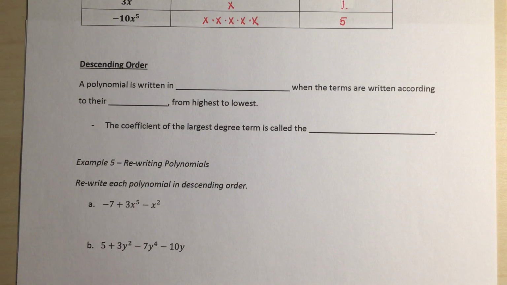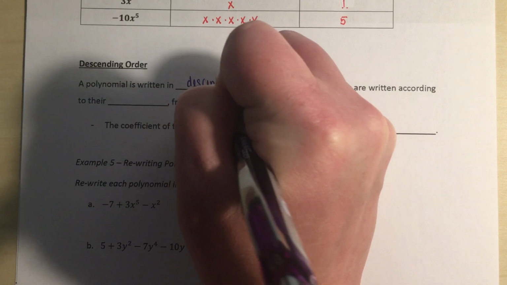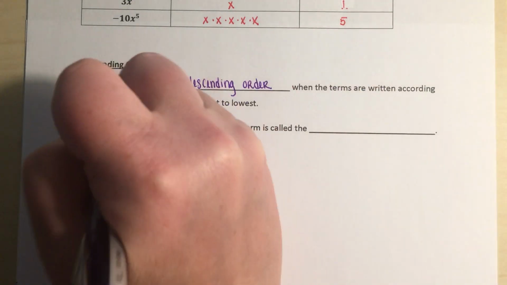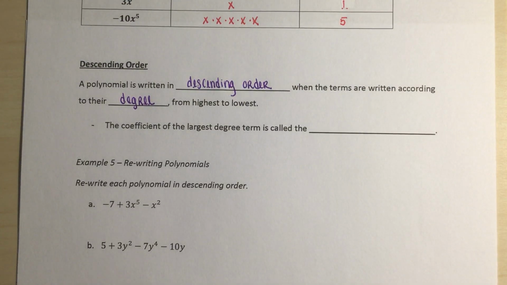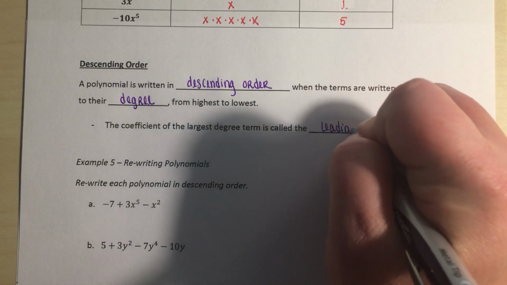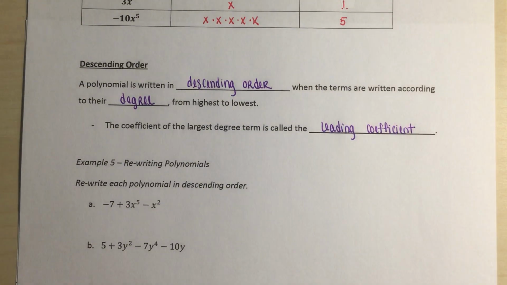Right, so we need to think about our degrees from the last example because they're going to help us write our polynomials in descending order. So a polynomial is written in descending order when the terms are written according to their degree, because degree has to do with exponents from highest to lowest. The coefficient of the largest degree term is called the leading coefficient. Right, so in these examples below, we're going to rewrite our terms so that our polynomial is in descending order.